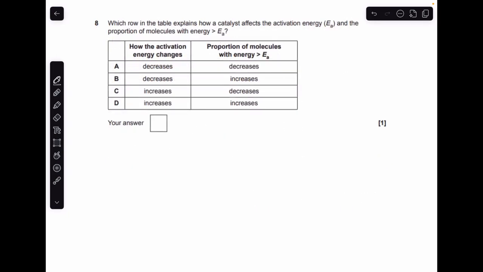Nice and easy for number 8. So catalysts decrease the activation energy, so we're ruling out C and D straight away, and it increases the proportion of molecules with energy greater than the activation energy. So the answer is B.